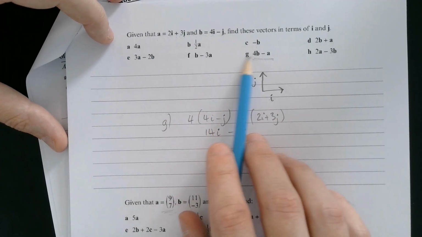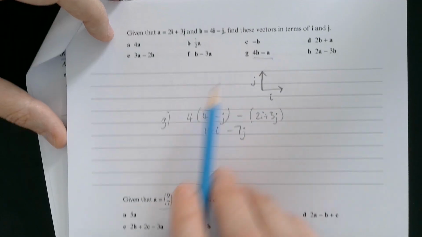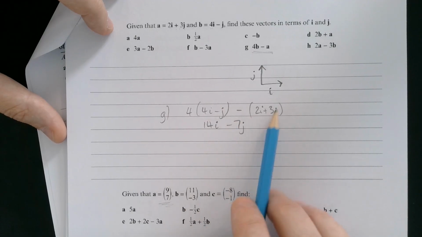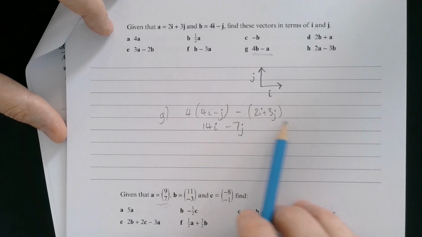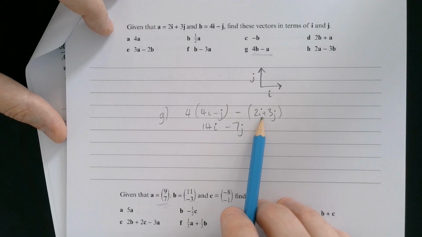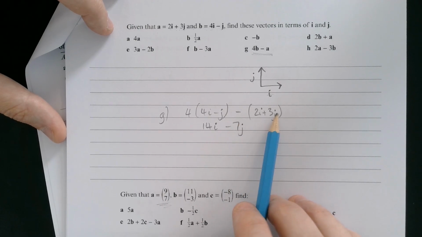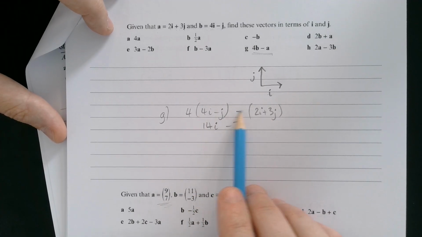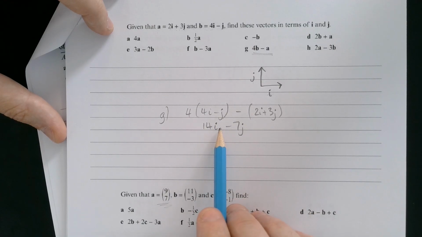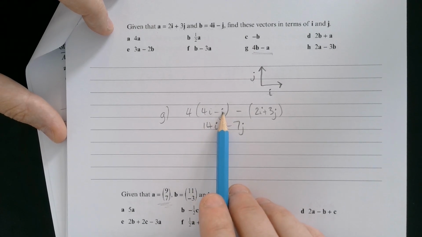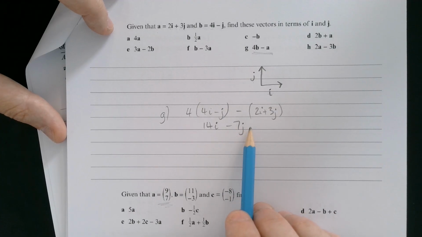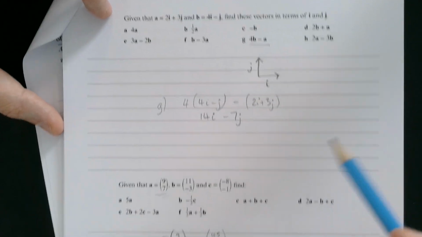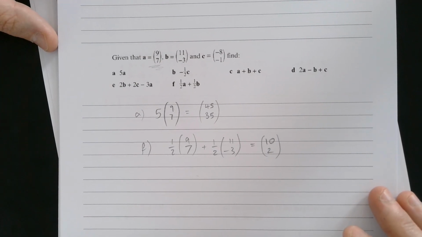So if you want to do 4b minus a, you do 4 lots of b and then minus a. Put it in brackets so that you don't accidentally add 3j when you should be taking 3j. But then you just treat it like normal. So it's 4 lots of 4i minus 2i is 14i. And 4 lots of negative j minus another 3 is minus 7j. So just treat it like algebra, collect like terms, and you'll be good.